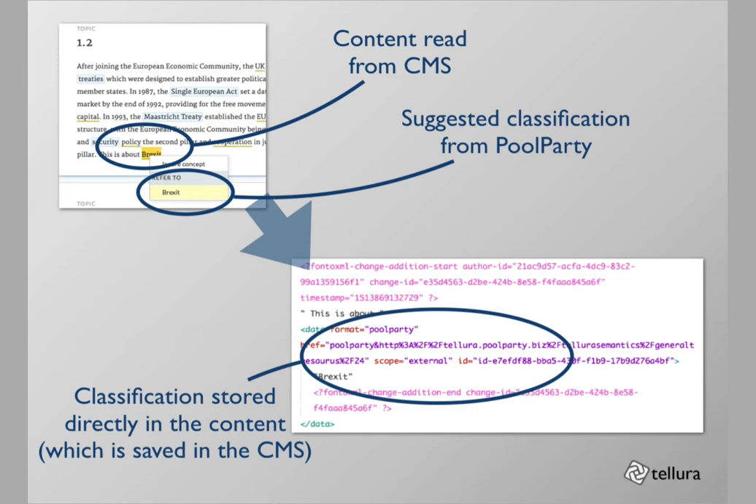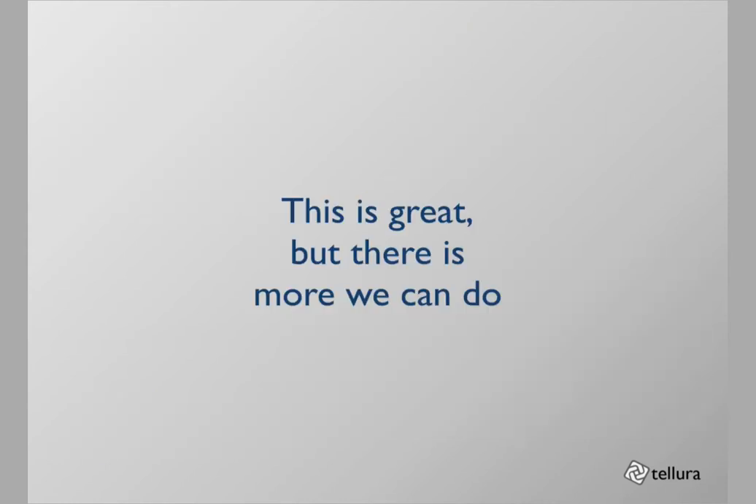The Fonto.xml editor tags content directly by adding markup elements around the text, and in this way you can link a content item to a taxonomy. The element points back to the original concept stored in PoolParty via its URI. You can use this method to classify your content items on the fly and improve your content management processes.